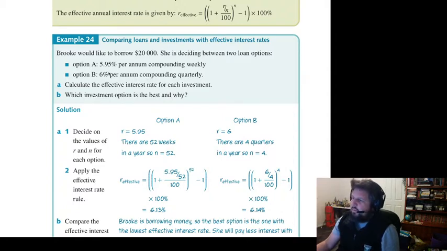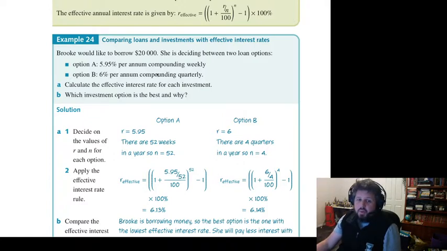Cool. Now, some people are very tempted to just go, oh, 6% is higher than 5.9%. Obviously, this one's, they would say, oh, this is a larger number, so it's better. Because when you're earning interest on a loan, you're wanting to get the higher interest rate, so you're earning more money.